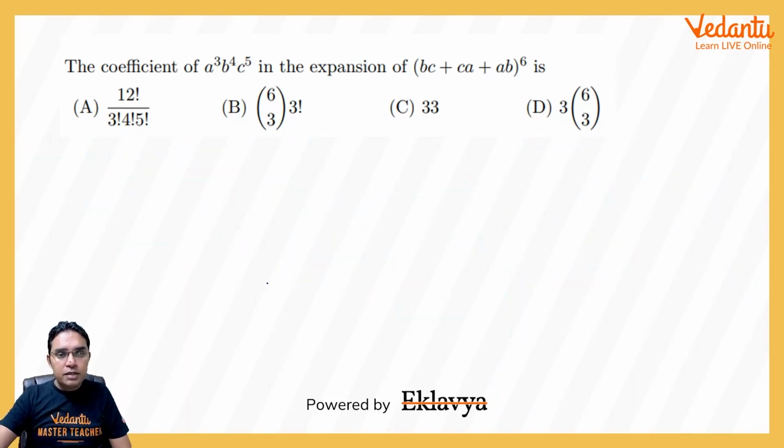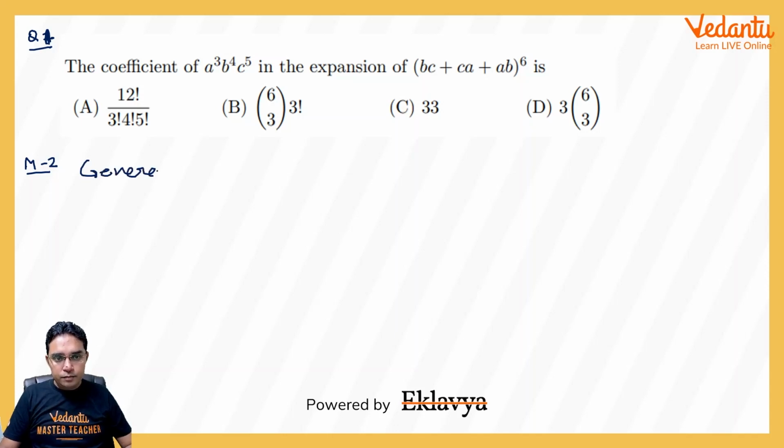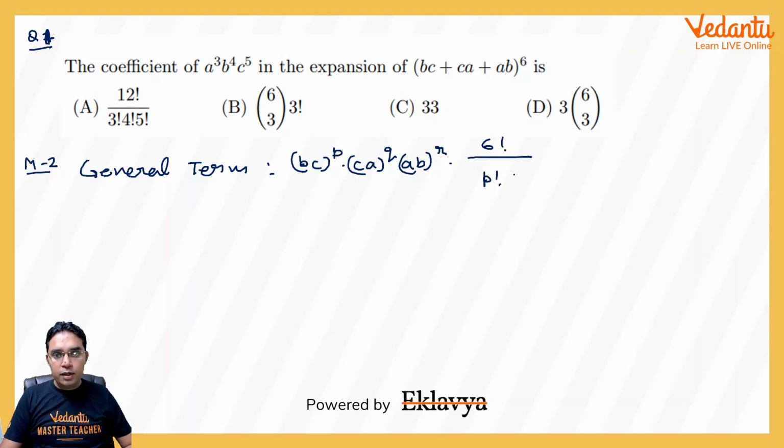Okay, now I would like to discuss one more method. It is not that efficient, but still there is another method. Let us see what it is. We can think of the general term in the expansion of the given bracket as (bc) raised to the power p, (ca) raised to the power q, and (ab) raised to the power r. And the coefficient would be 6 factorial upon p factorial, q factorial and r factorial. Now, in order to get this, we need to compare the powers, which will give three linear equations.